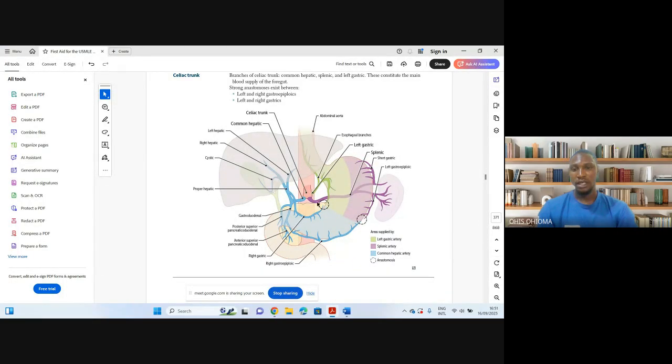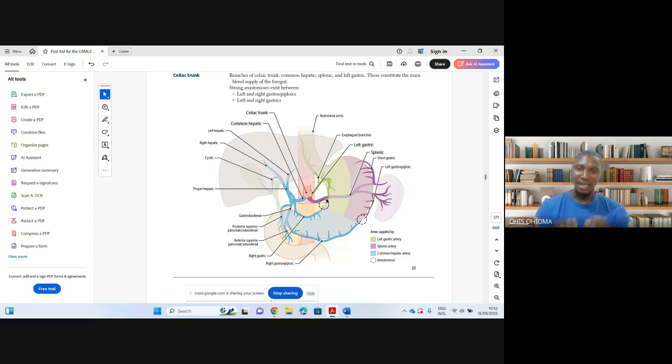Now, the celiac trunk gives rise to 3 arteries, and among the 3 of them, these two are very high yield: the splenic artery and then the left gastric artery. When a patient has a bleeding gastric ulcer, the bleeding is most likely from the lesser curvature. And the blood vessel that is commonly implicated in a bleeding gastric ulcer is the left gastric artery.